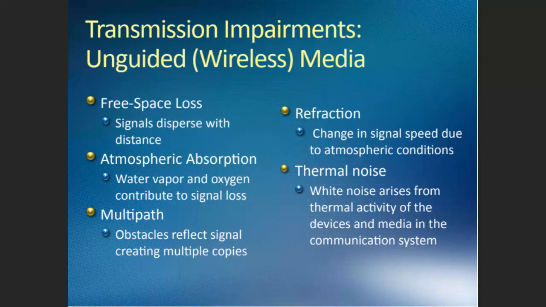For unguided media, for wireless, we have these factors. We have free space loss, where signals disperse with distance. It is the same as attenuation, but because it is wireless, we have another name for it. We like to name everything, so that we can ask you in the exam. Free space loss: signals disperse with distance, disperse and weaken.